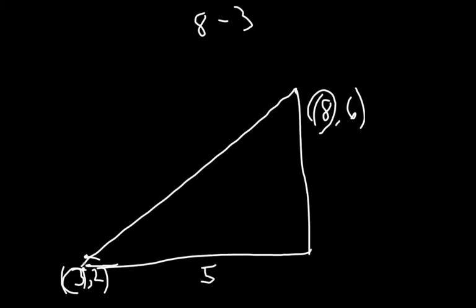And from this point here to here, which was over 8 and up 6, this was up 6. This point was up 2, so the difference here would be 6 minus 2. So again, we get the 5, and then we get 6 minus 2 being 4.